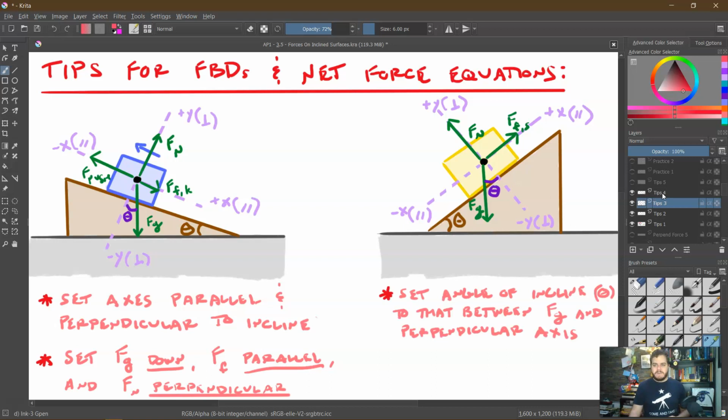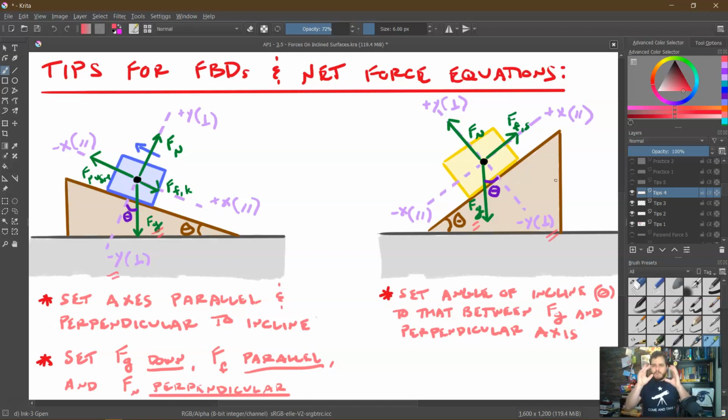Alright, the next tip is that we set theta, and this is a crucial step and where I see most people make mistakes. Once we start trying to analyze these, what angle on this picture matches theta, the incline of the ramp? It is always going to be the angle between Fg and the perpendicular axis.